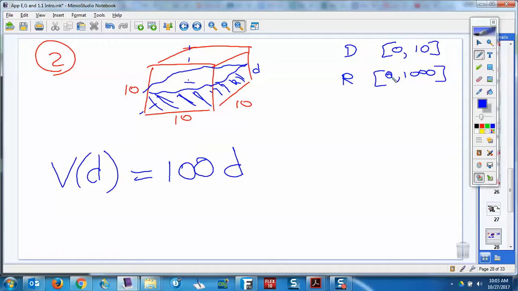And then finally it said, D is a function of V. So that means just solve this for D. So D would equal V over 100. But it would be nice to say D of V. That would be good notation. But again, the big thing is just the notation kind of stuff.